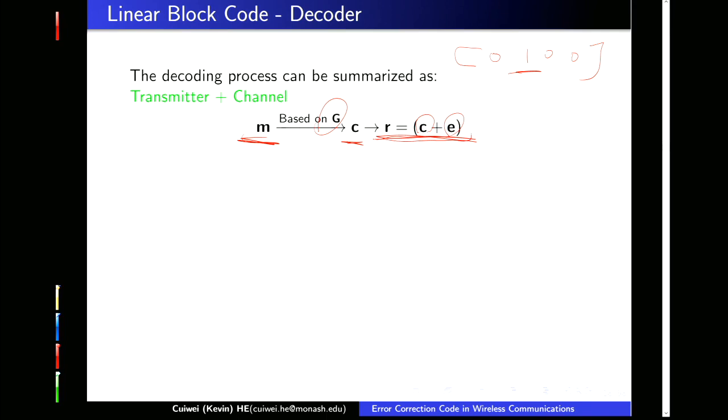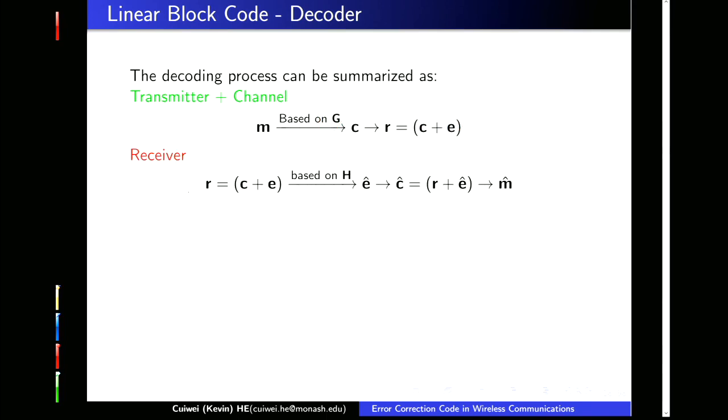So in the receiver, we have the received sequence. Based on the parity matrix, which is the information we assume the receiver knows, we can estimate the error vector. I put a question mark here: how are we going to estimate the error vector? I will explain later using one example.